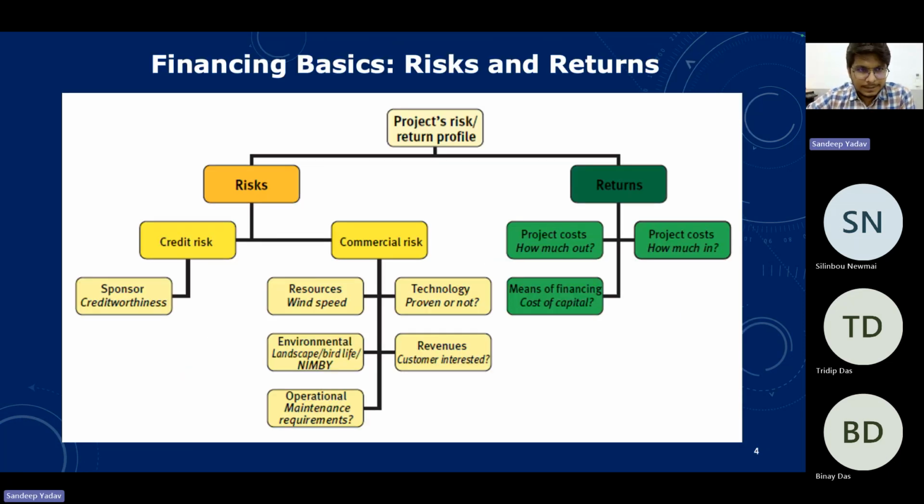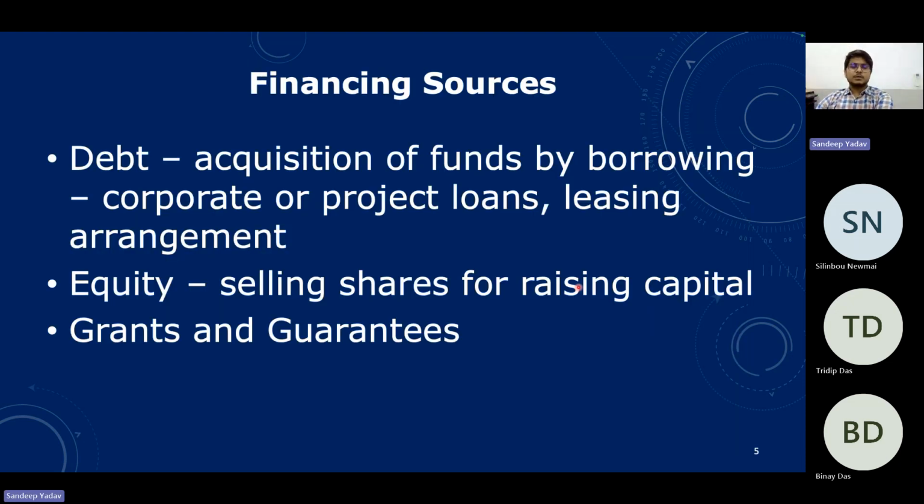So next, after calculating the economic cost, we need to finance the projects. Financing the projects includes two things: one is risk and the other is returns. Risk involves credit risk, such as the sponsor's creditworthiness, or commercial risk. And returns means the project cost, how much will go out, how much will come in, and the means of finance. Financing sources are debt.